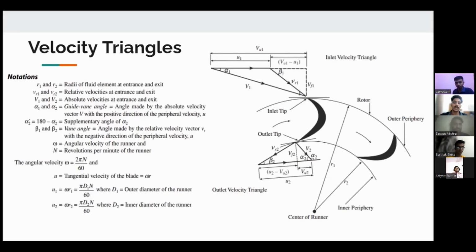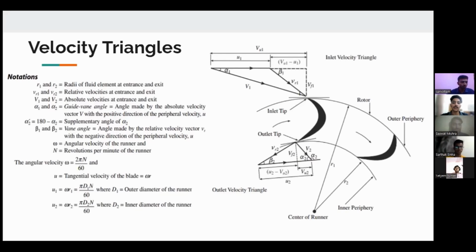So this is the velocity triangle. In turbo machinery, a velocity triangle or velocity diagram is a triangle representing the various components of velocities of the working fluid in a turbo machine. A velocity triangle may be drawn for both the inlet and the outlet section of the turbo machine.